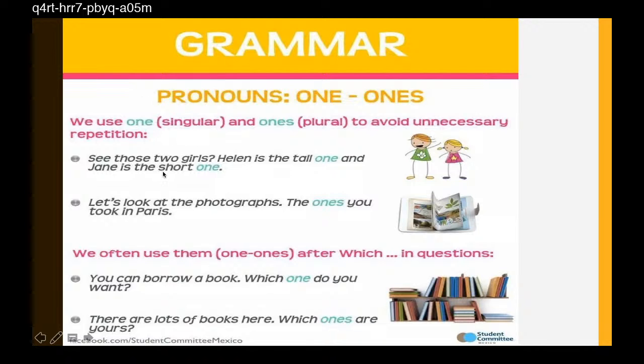Here it says, see those 2 girls. Helen is the tall one, making reference to the girl, and Jen is the short one, which also makes reference to that girl. Let's look at the photographs, the ones you took in Paris. So ones makes reference to the photographs. You can borrow a book. Which one do you want? So instead of saying what book do you want, we have the structure which one to make reference to the book. And there are a lot of books here. Which ones are yours? Here, which ones makes reference to the lot of books that we are talking about, right?